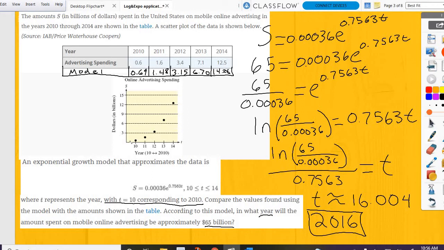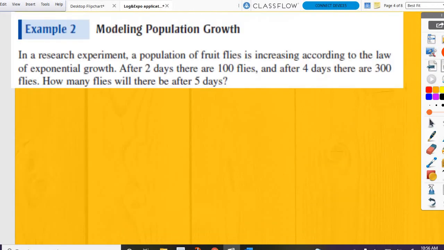Alright. So let's look at our next example. It says in a research experiment, a population of fruit flies is increasing according to the law of exponential growth. After 2 days, there are 100 flies, and after 4 days, there are 300 flies. How many flies will there be after 5 days? So, it tells us that it's increasing according to the law of exponential growth. Basically, that's just a fancy way of saying we can use our exponential growth model.